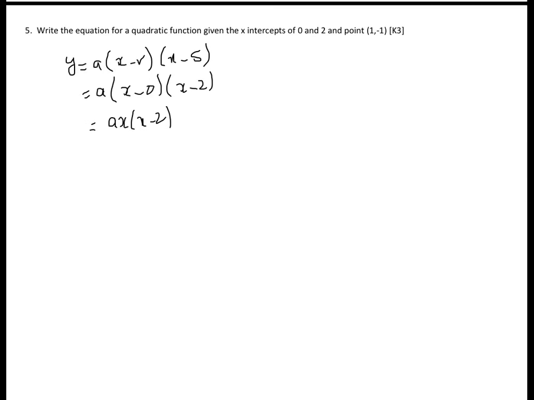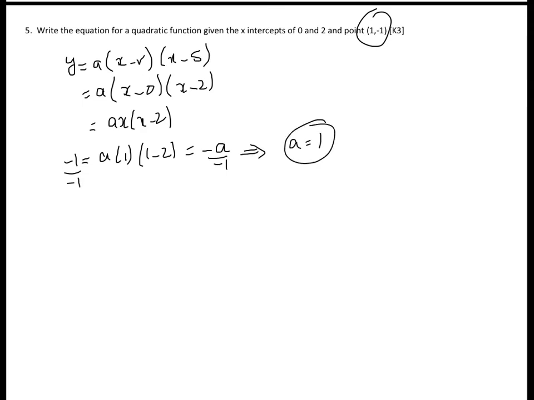To find a, we know that it has to go through the point 1, negative 1. So we say negative 1 for y is a times x, which is 1, times 1 minus 2. A times 1 gives you a, 1 minus 2 gives you negative 1, so the answer is negative a. I divide by negative 1, and from here I get a is equal to 1. So my equation becomes x times x minus 2, because a is 1.